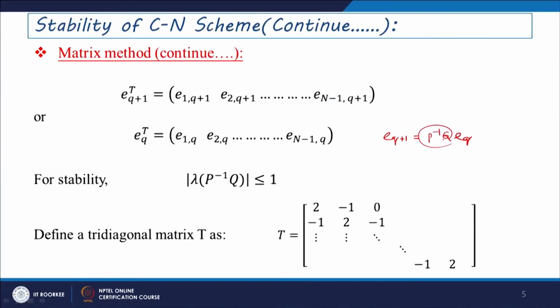And that's why, if you take the stability of these schemes, we can write this as a multiplication, since this matrix is formed in terms of A, that's why I am writing this as A. A is nothing but P inverse Q for this system of equations. And for the stability of this scheme, lambda of P inverse Q should be less than or equal to 1.